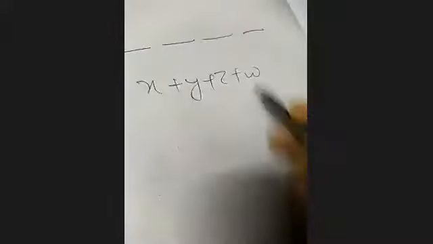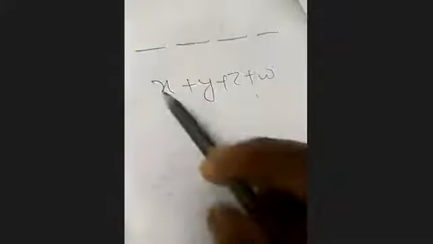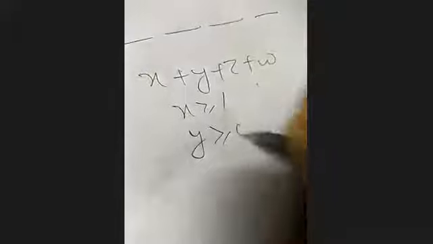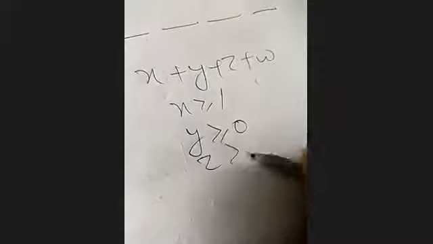See, 4-digit number: X plus Y plus Z plus W. See the first digit of the 4-digit number. Yes, Siddharth, you are right. The first digit of the 4-digit number cannot be 0. Greater than or equal to 1. And Y can be greater than or equal to 0, Z can be greater than or equal to 0, and W can be greater than or equal to 0. So the only problem created is X.